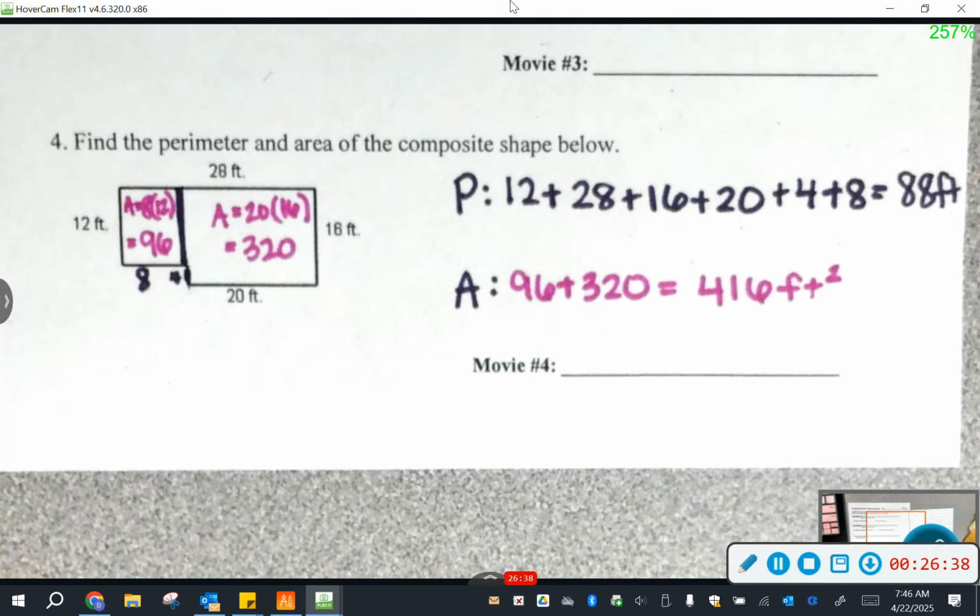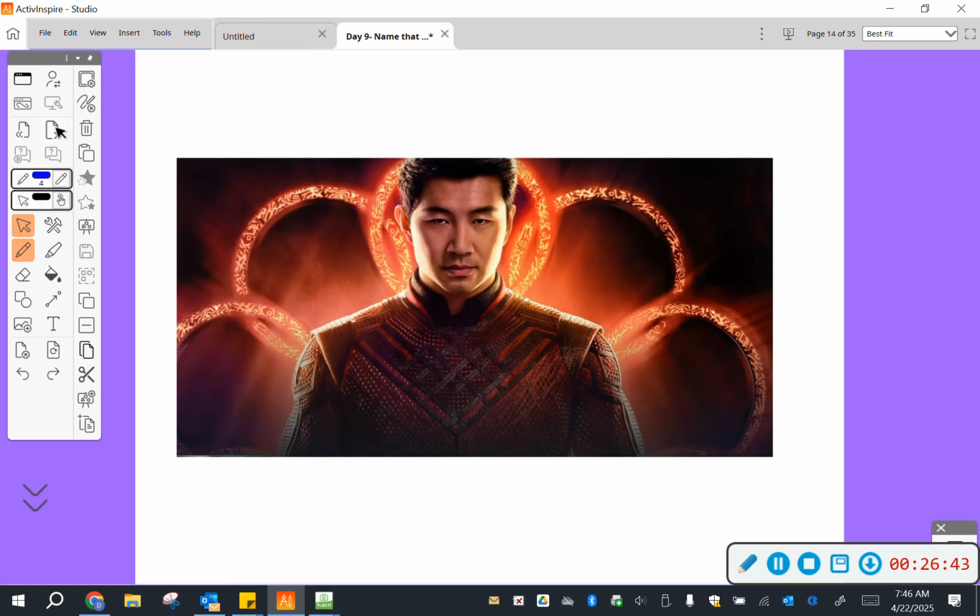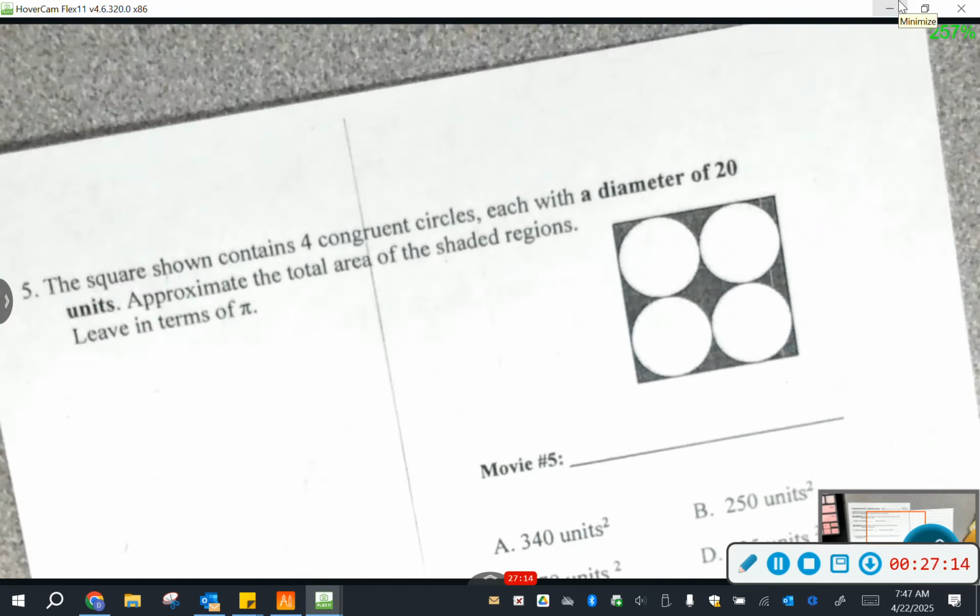Any questions? All right. Name this movie. What is that? I know I've seen my parents watch this, but I don't know the actual name. Y'all never seen this? It's a Marvel movie. You don't watch Marvel? No. Who does know? All right, turn your paper over.